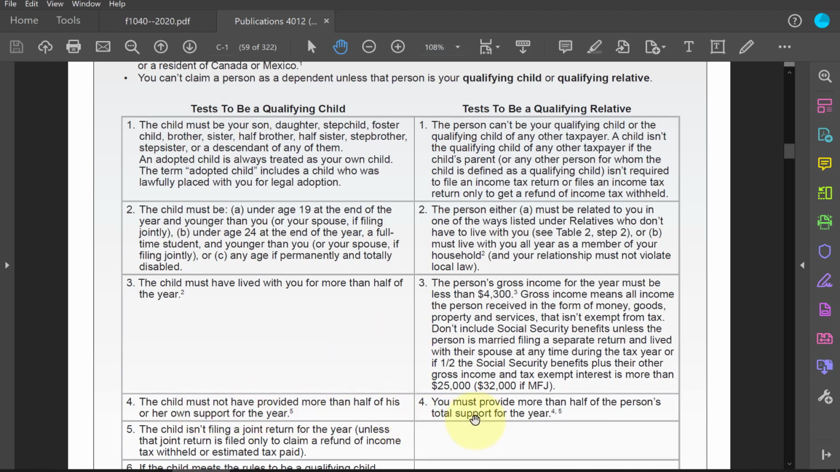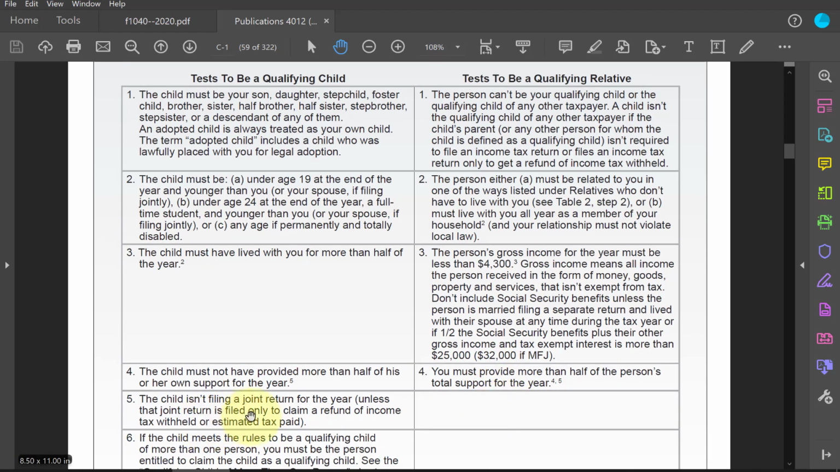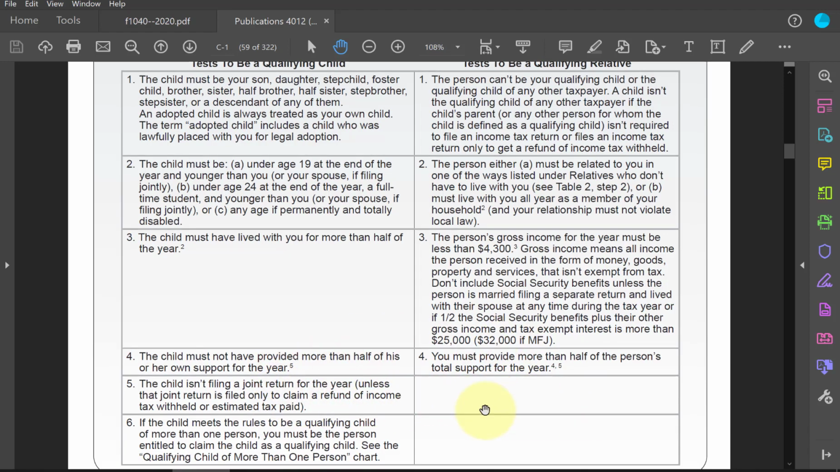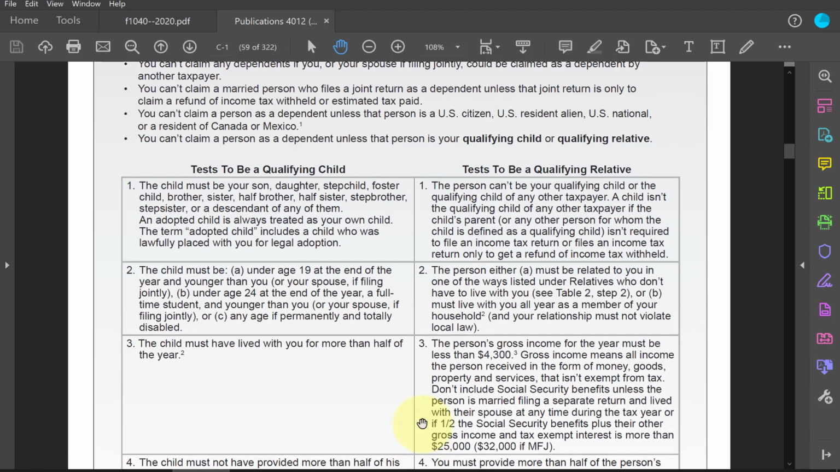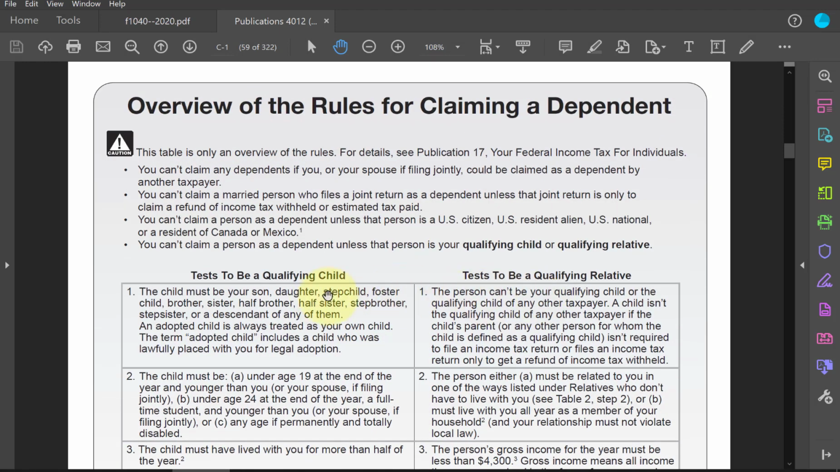And here's the support tests, which are different. In the case of a qualifying child, it's whether the child supports him or herself for more than half of the costs. In the case of a qualifying relative, it's whether the taxpayer is paying for more than half of that dependent's support costs. The joint return test really applies to both. You probably shouldn't file a joint return. That's the dependent.